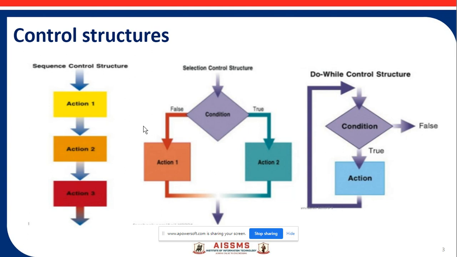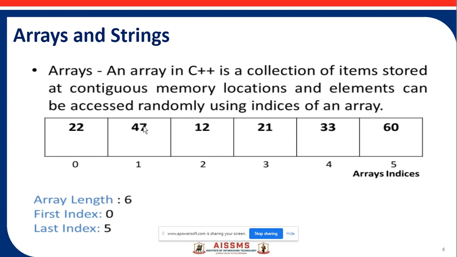In the third format, we will see the do while control structure. In that, the condition again goes down to true and false. If it goes to the true condition, then it goes to the actions, and again it will be repeating in the same format. Then we will see arrays and strings.